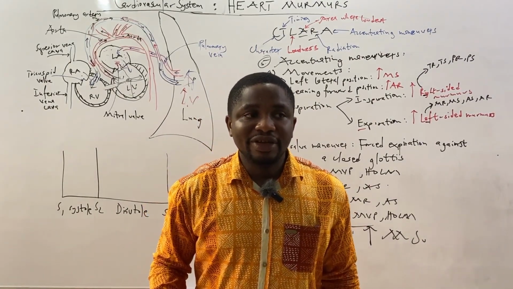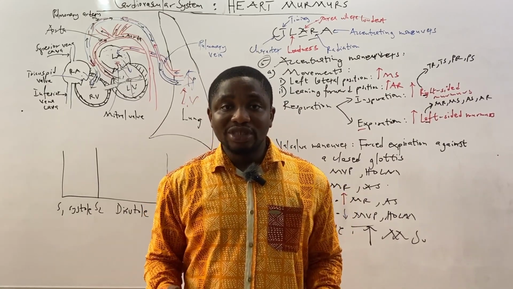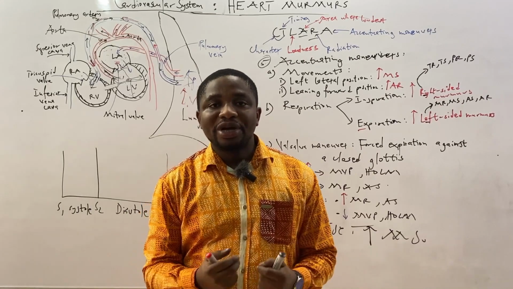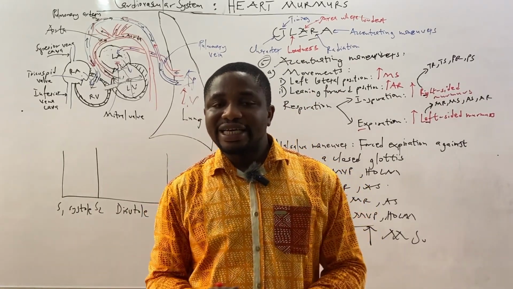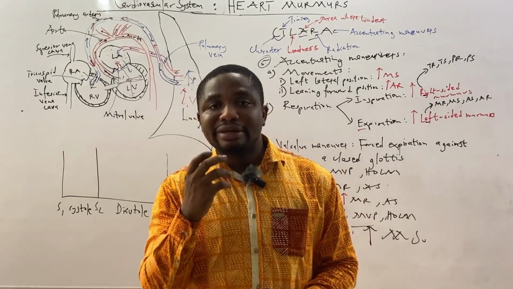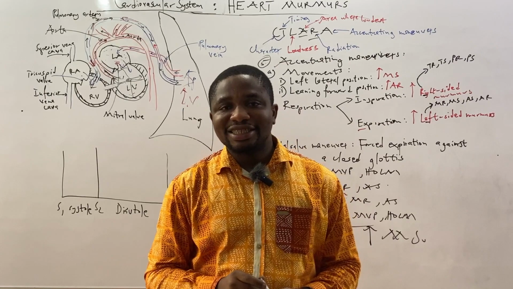You put the patient in a lean forward position. Then you ask the patient to expire and hold it there. Why? Because expiration accentuates the murmur of what? The left side. And that would help you to hear the murmur louder. I hope that answers your worry.